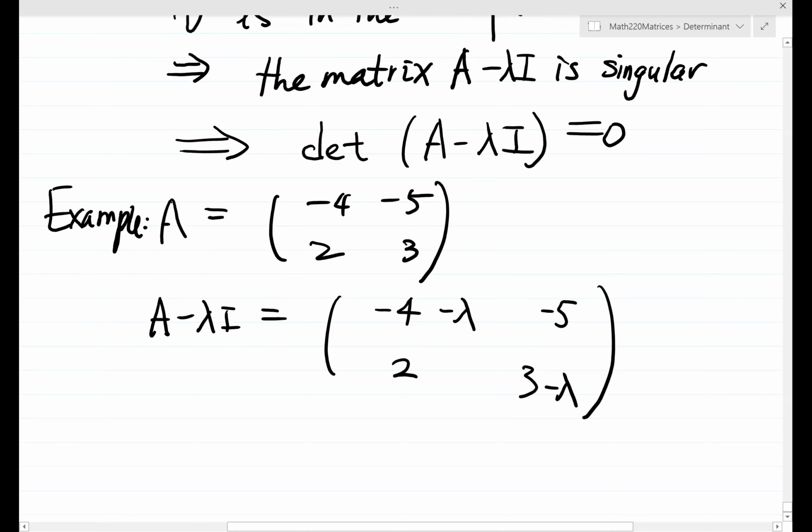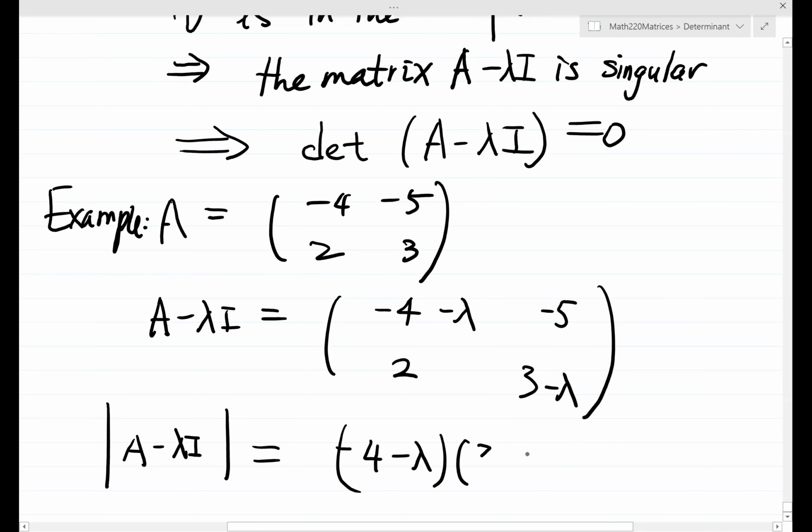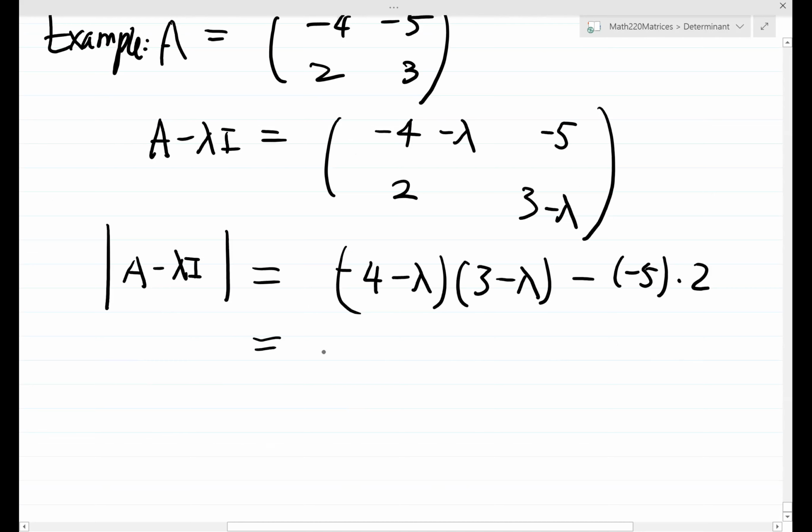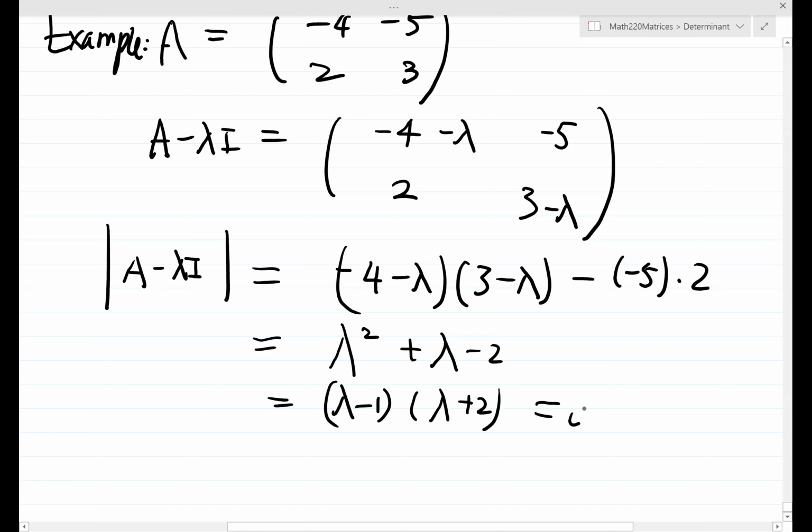So the determinant of this matrix, by the 2x2 definition, is the product of the diagonal minus -5 times 2. You rearrange this and get a quadratic. This is algebra, so we can skip that. You get lambda minus 1 times lambda plus 2. So we get two eigenvalues. We set this to 0, so lambda equals 1 or lambda equals -2.